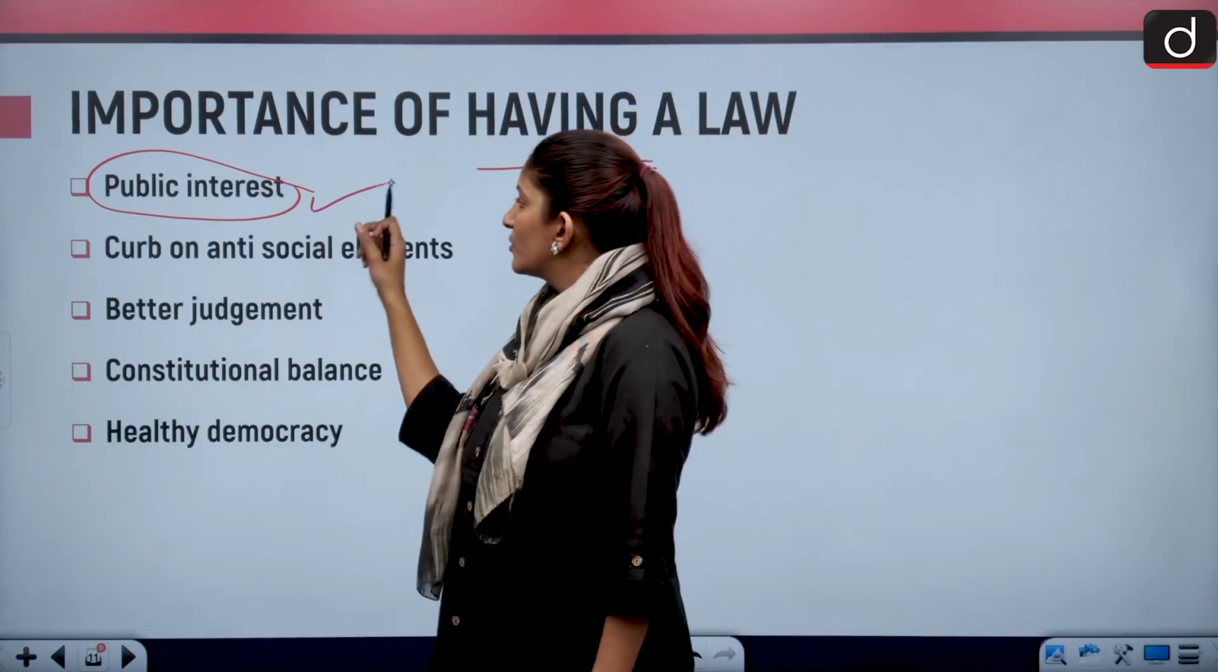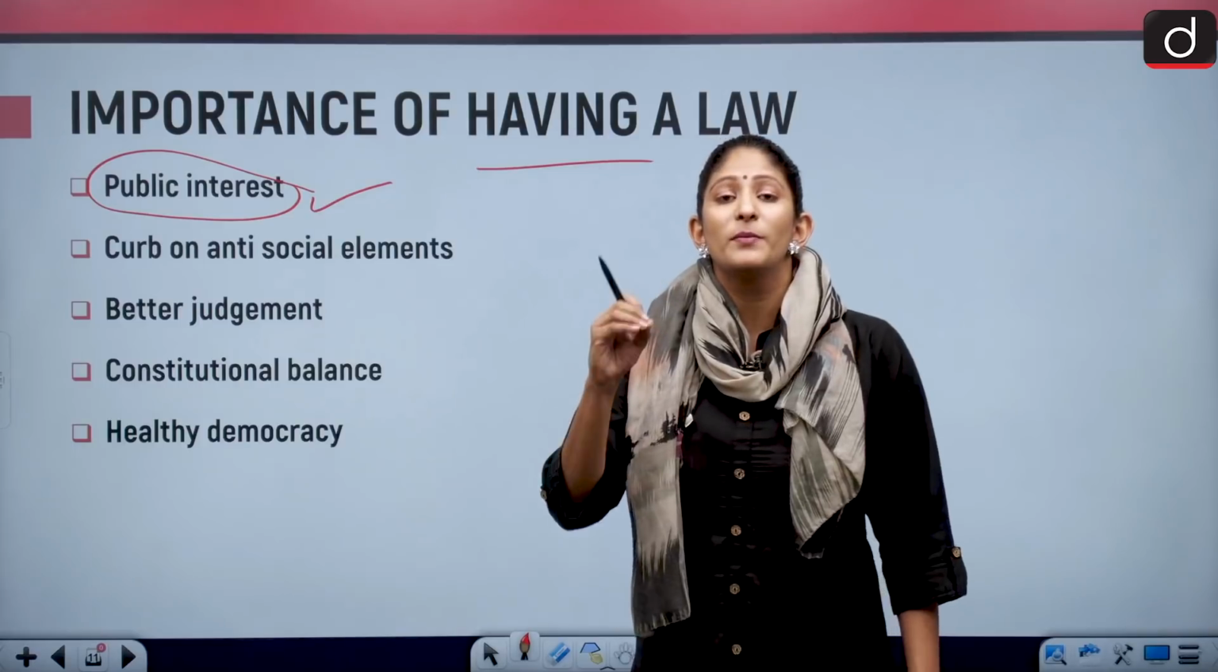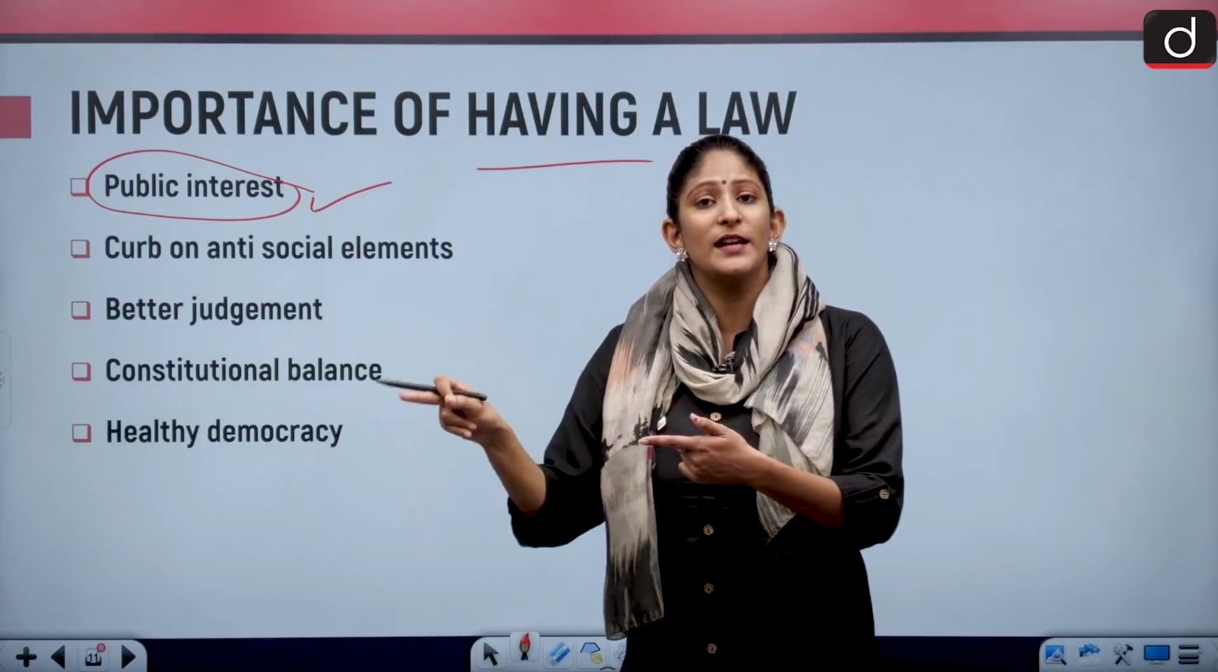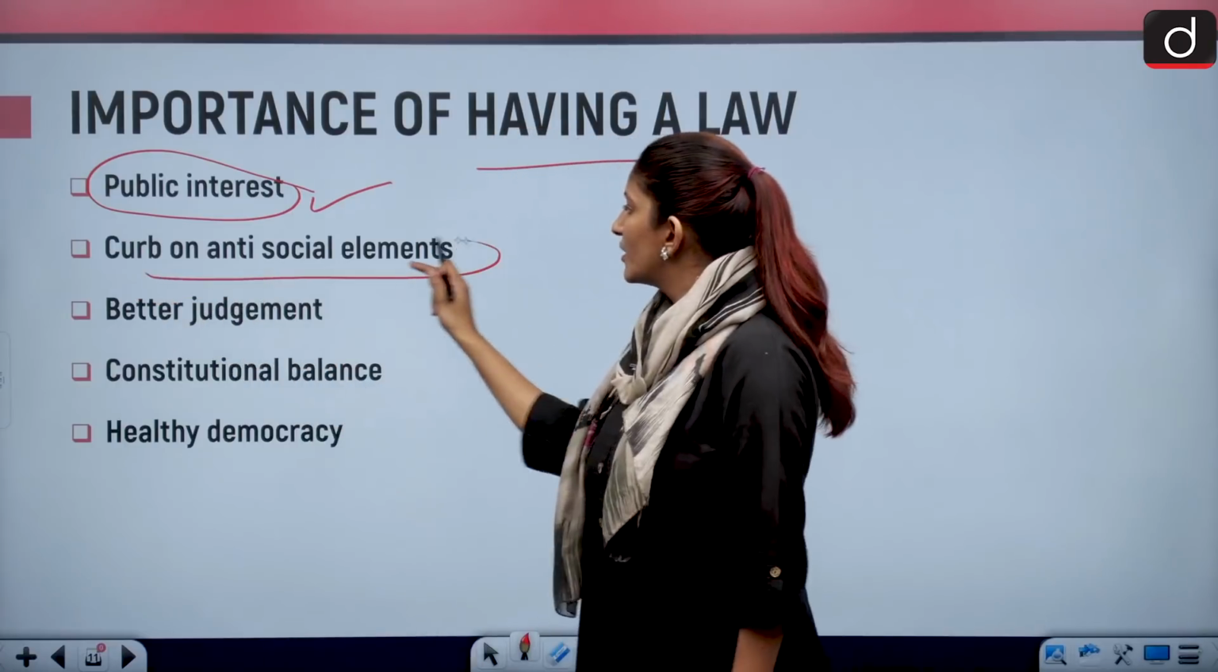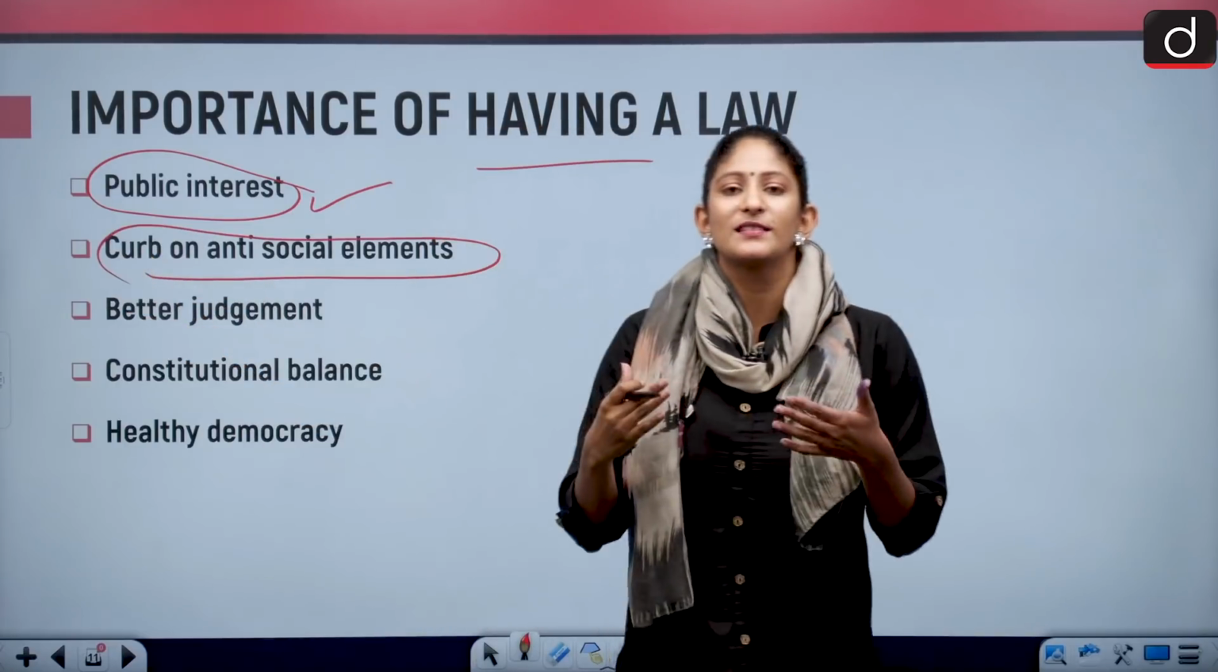So public interest should be there. Now, there should be proper delineation of topics. What is public interest and what is not public interest? Again, curb on antisocial elements. It could happen that a peaceful protest is taking place.